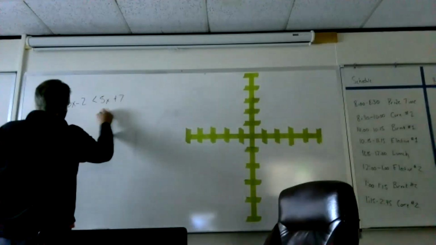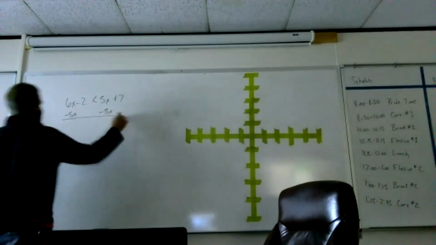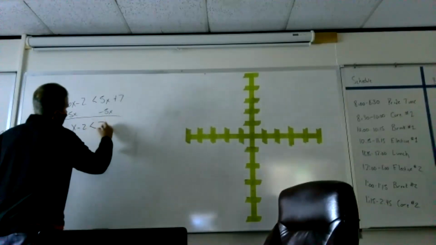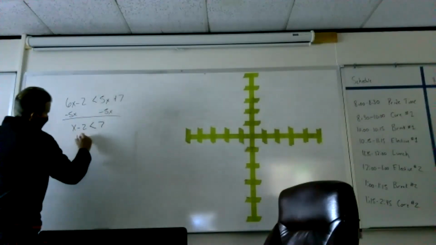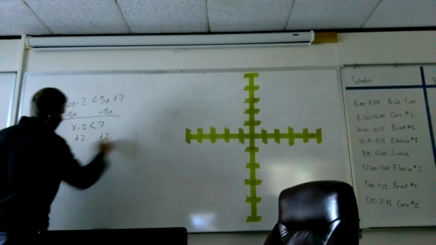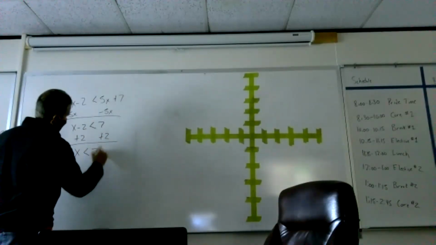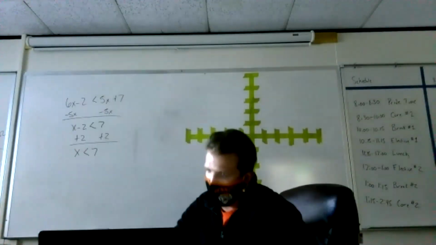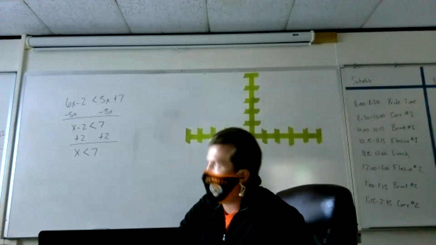First step, I minus 5x from both sides. Now I'm left with x minus 2 is less than 7. Now to remove minus 2 from this side and bring it to this side, I plus 2 to each side. I'm left that x needs to be less than 7. If I compare it to my number line options, because that's what we're dealing with, I'm going to find the one that has an open circle.